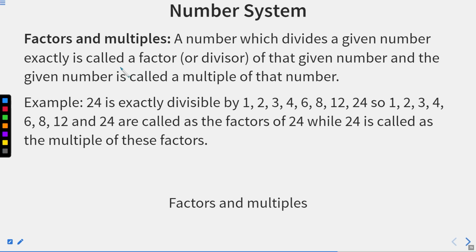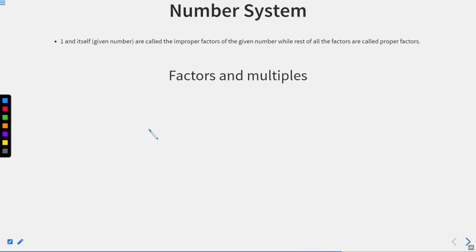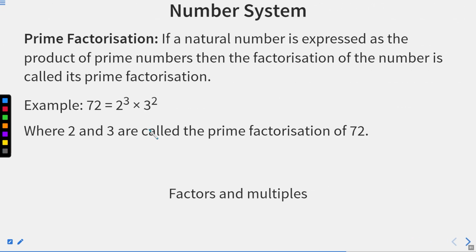The given number is also called a multiple of that number. So 24 is exactly divisible by these numbers. So 1, 2, 3, 4, 6, 8, 24 are called the factors of 24, and 24 is called a multiple of these factors. Okay, is that clear to you? Let us move ahead. 1 and itself are called improper factors of the given number, while the rest of all factors are called proper factors.